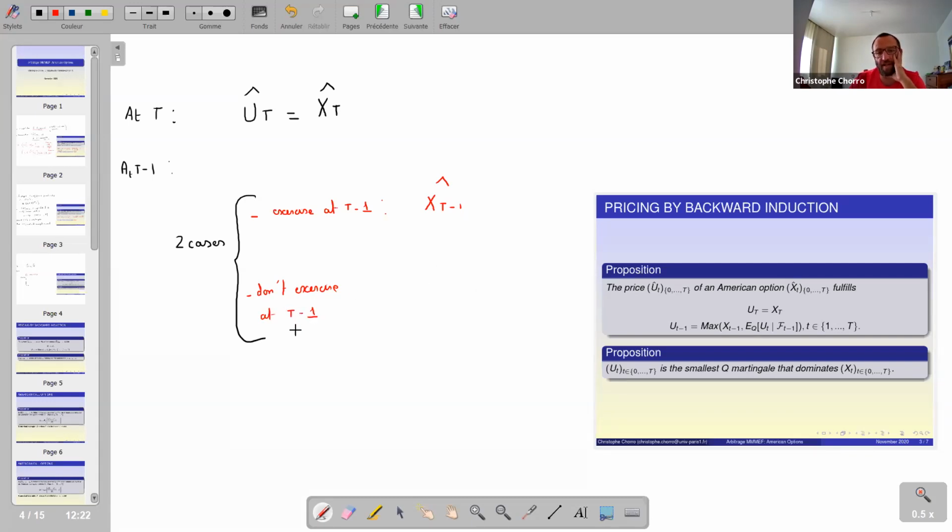If I don't exercise at capital T minus 1, I do nothing at capital T minus 1, but I know what I will receive at the end. I will receive x capital T at time capital T.